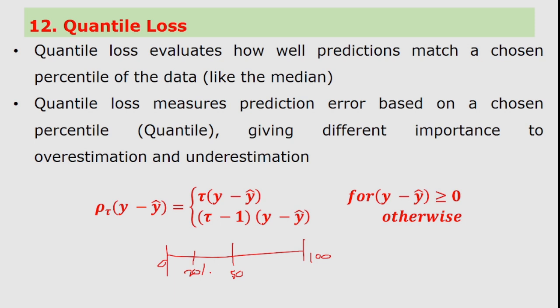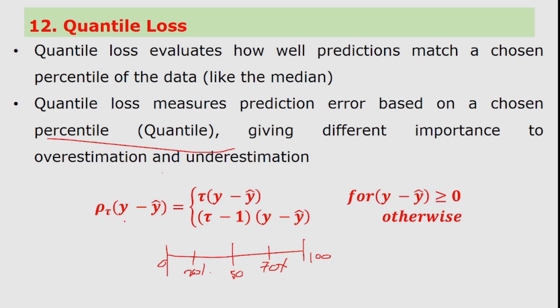That is possible in this quantile loss. If I need to calculate in our example, now I am going to calculate for the 70% quantile, right? That is possible in this case. So quantile loss measures prediction error based on a chosen percentile, giving different importance to overestimation and underestimation.